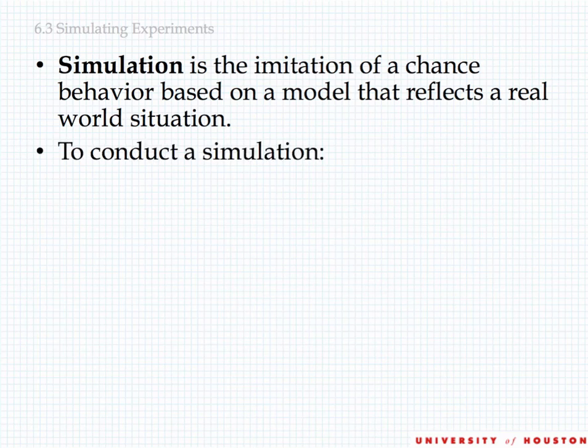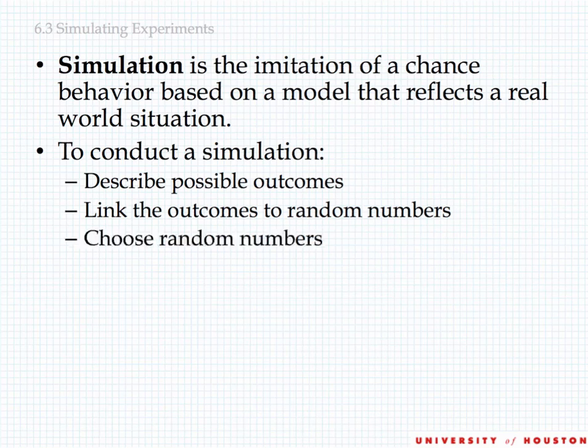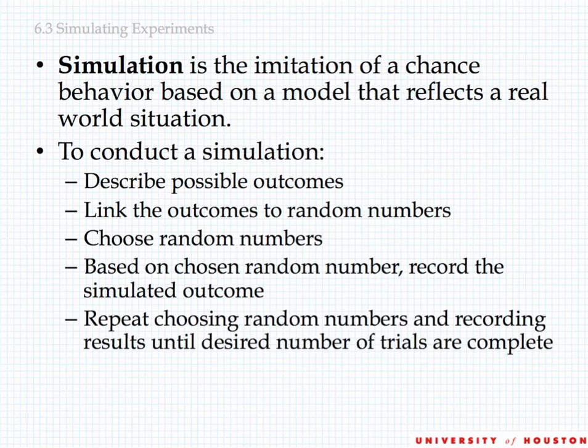To conduct a simulation, we need to describe the possible outcomes, link the outcomes to random numbers, choose random numbers. Based on our chosen random numbers, we need to record the simulated outcome and then repeat, choosing random numbers and recording the results until the desired number of trials are complete. When we're finished, we will analyze the outcomes.